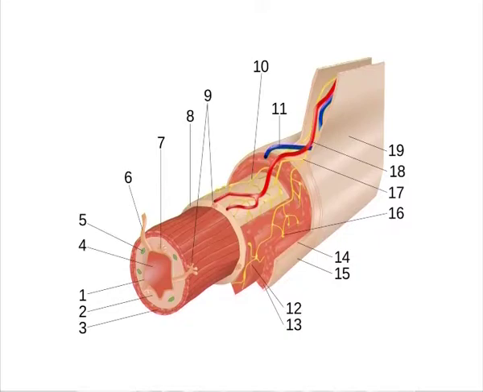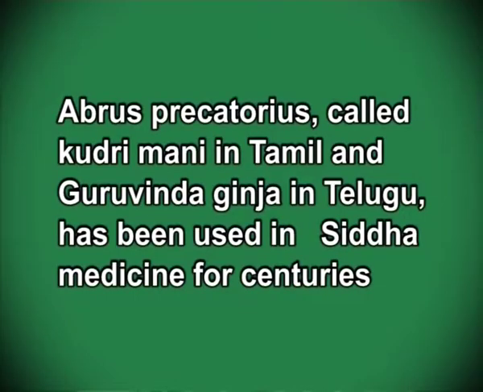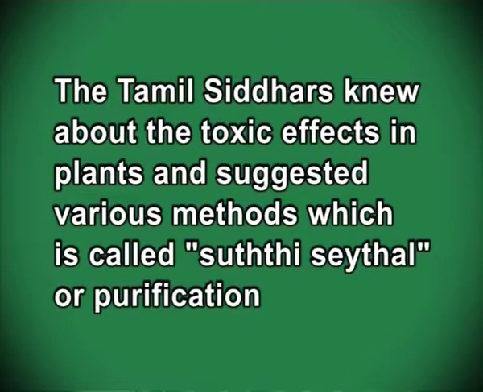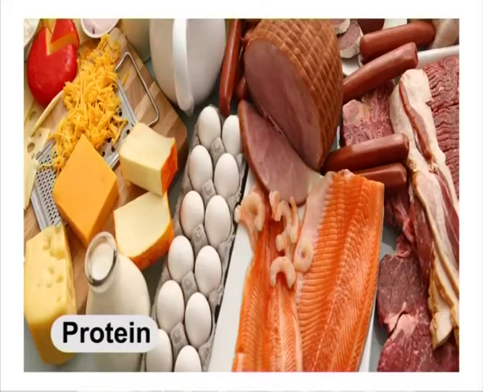their hard shell. Abrus precatorius, called Kundrimani in Tamil and Guruvinda Ginja in Telugu, has been used in Siddha medicine for centuries. The Tamil Siddhas knew about the toxic effects in plants and suggested various methods, which is called Suddhi Seithal or purification. This is done by boiling the seeds in milk and then drying them. The protein is denatured when subjected to high temperatures, which removes its toxicity.